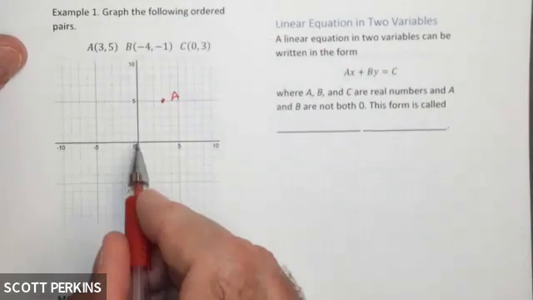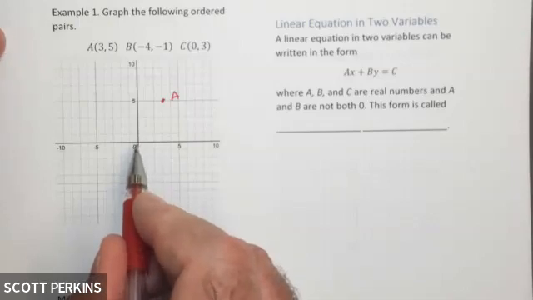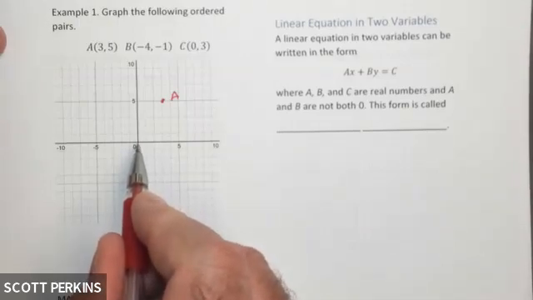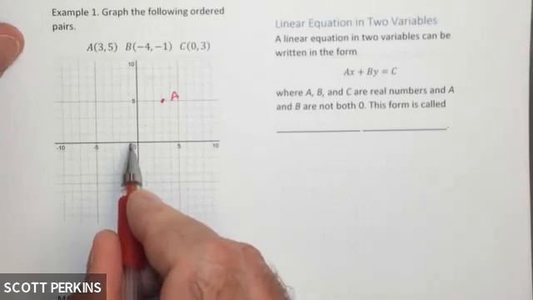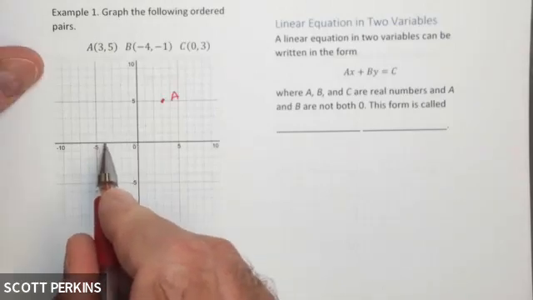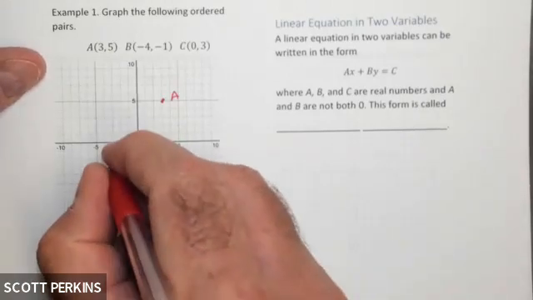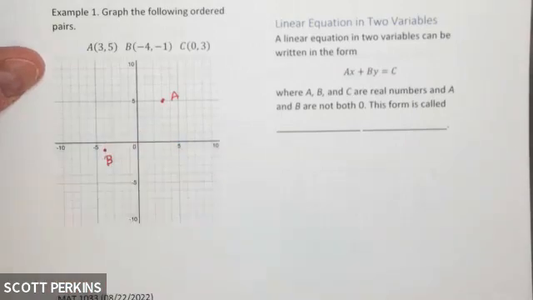Point B, I'm going to go back to the origin, is -4 and -1. So the -4 tells me to go where? Left. So 1, 2, 3, 4. And then -1 is down 1. So there's point B. And last but not least, our point C is 0, 3.